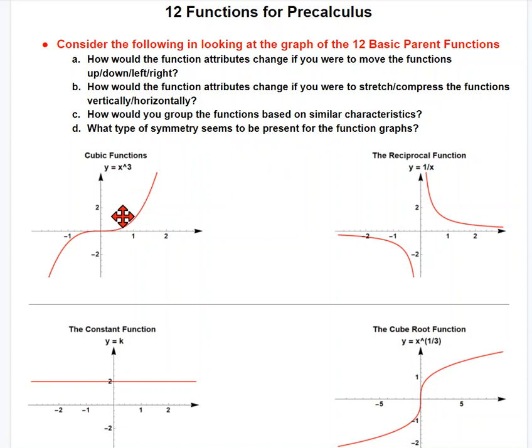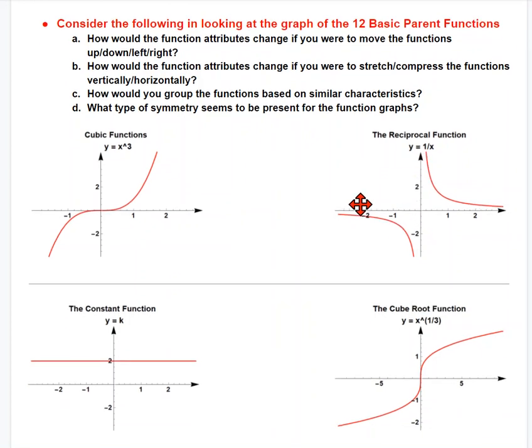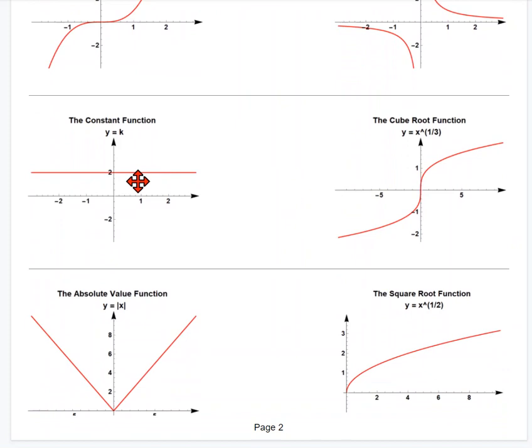So for example, this cubic function here and this reciprocal function here have a rotational symmetry. If I were to rotate these around the origin, I would end up looking at the same graph. But still, domain and range, we need to be familiar with. Continuity, discontinuity. It seems we have an infinite discontinuity here with the reciprocal function. We've got to keep those things under consideration. We have the constant function y equals k. It's simply a horizontal line because our function is constant. It does not change value.